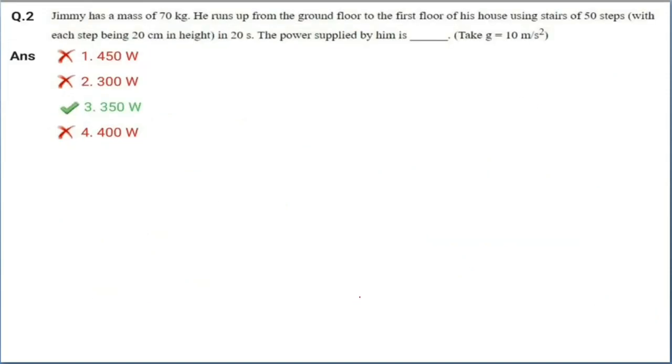Then next, question number 2. Jimmy has a mass of 70 kg. He runs up from the ground floor to the first floor of his house using stairs of 50 steps, with each step being 20 cm in height, in 20 seconds. The power supplied by him is, we have to take value of g as 10 meter per second square.